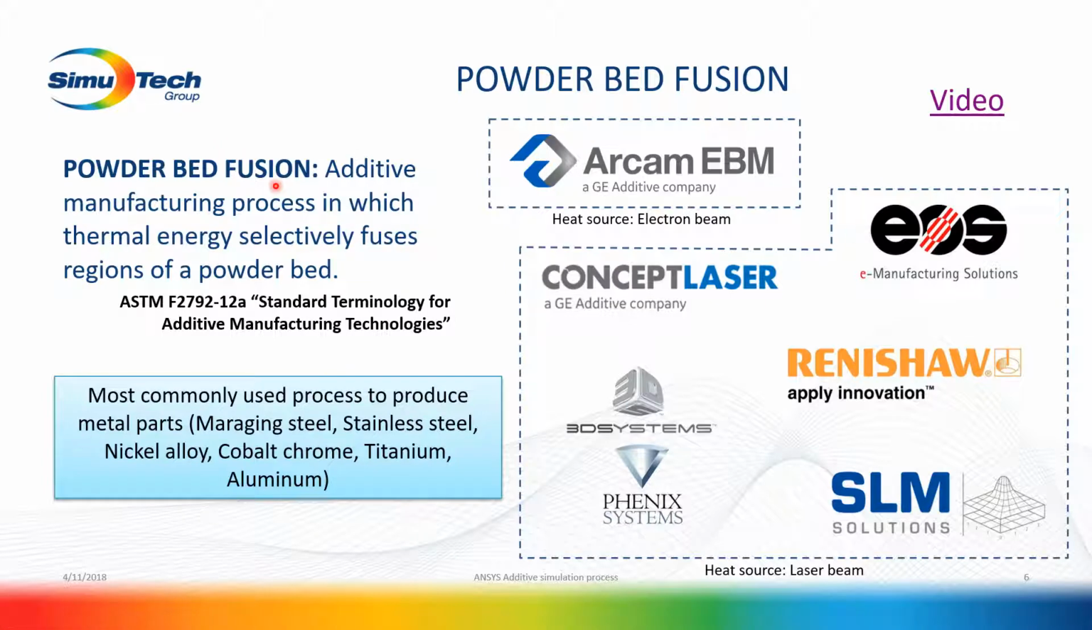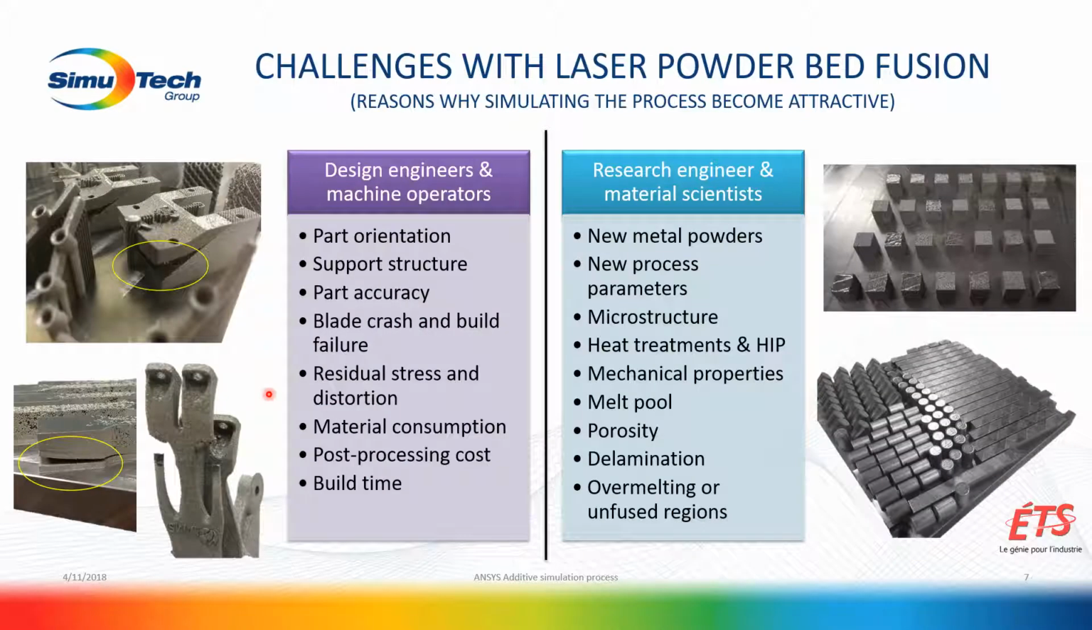So like I mentioned, this is the most commonly used process to produce metal parts, and this is where we are going today: simulating the additive process for metal parts. As you may know, if you are a bit aware of additive manufacturing, especially with laser powder bed fusion, there are a lot of challenges that come with this process. So we cannot simply send the part to a 3D printer machine and get our part done. So a lot of work has to be done.